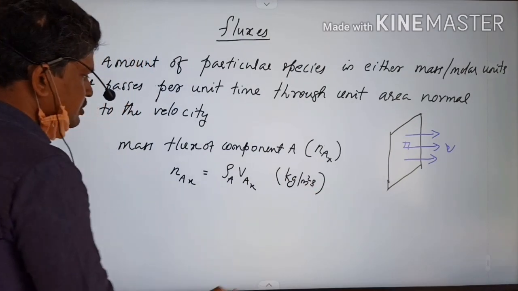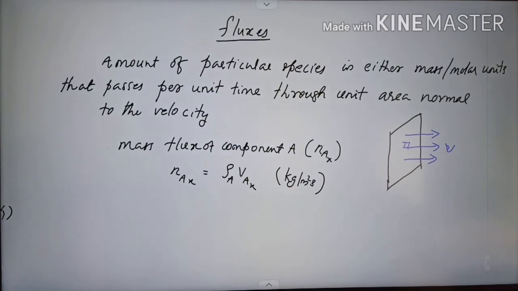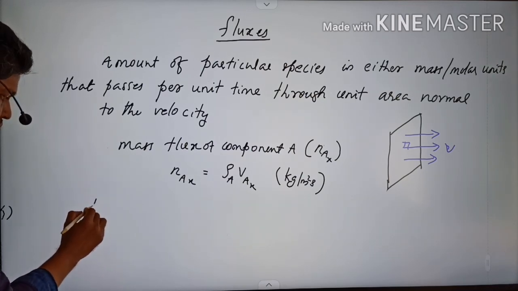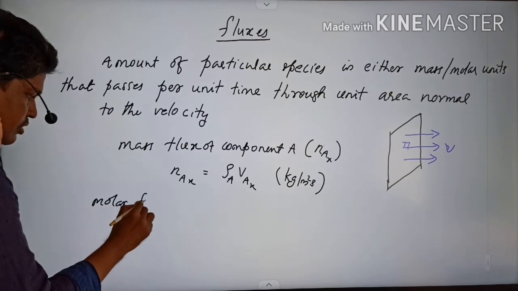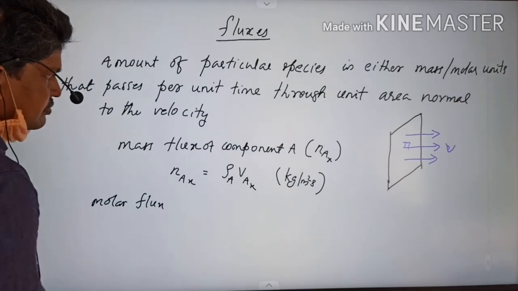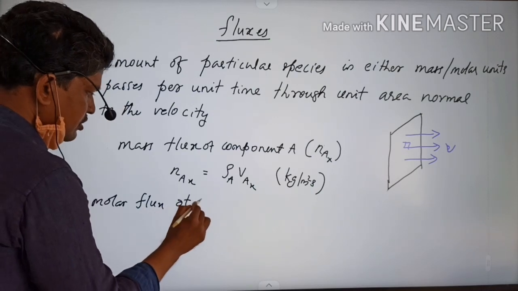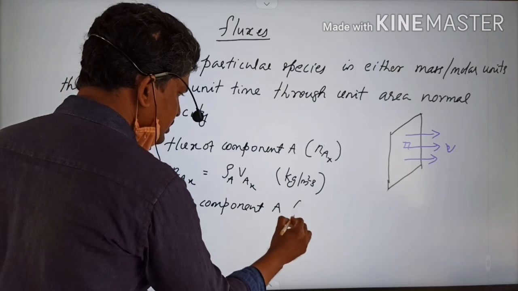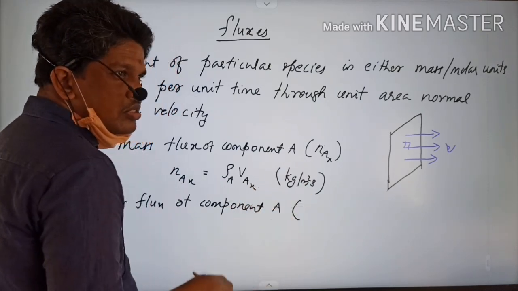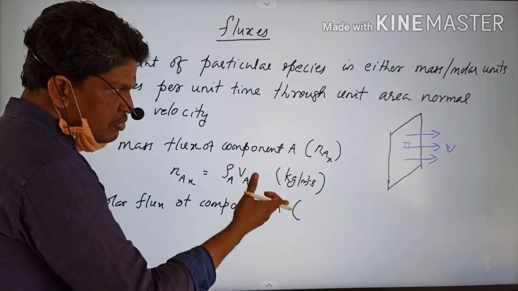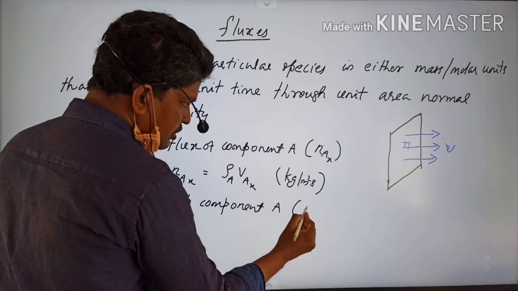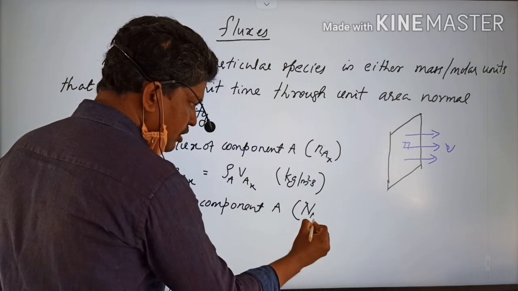Similarly you can express it based on the molar, which is known as the molar flux. The molar flux of component A. Mass basis is represented by a small letter, molar basis by a capital letter. So here I am writing capital letter N.